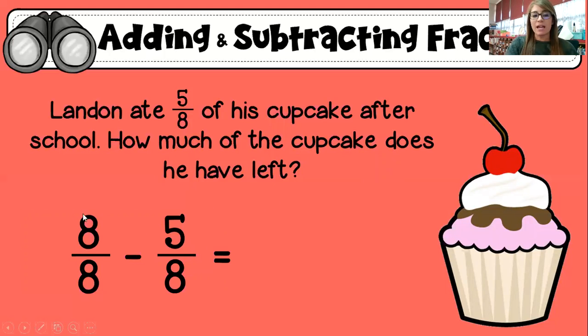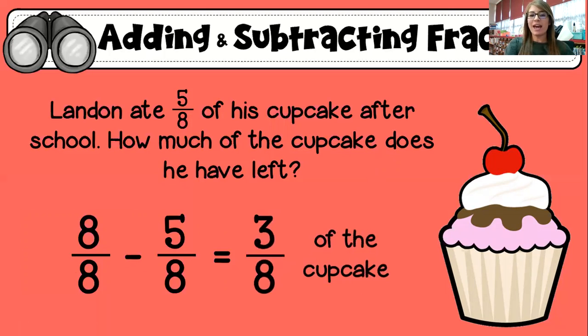So we're going to say 8/8, the whole cupcake, minus 5/8 that he ate. And what would we have left? So again, we're going to start with our checklist. Are our denominators the same? Yes, they are the same. Check mark for that. They are both 8, which means we can just switch our focus to these numerators right up here. 8 minus 5 is? Very good. 3, and our denominator is going to stay 8. So he had 3/8 of his cupcake left.